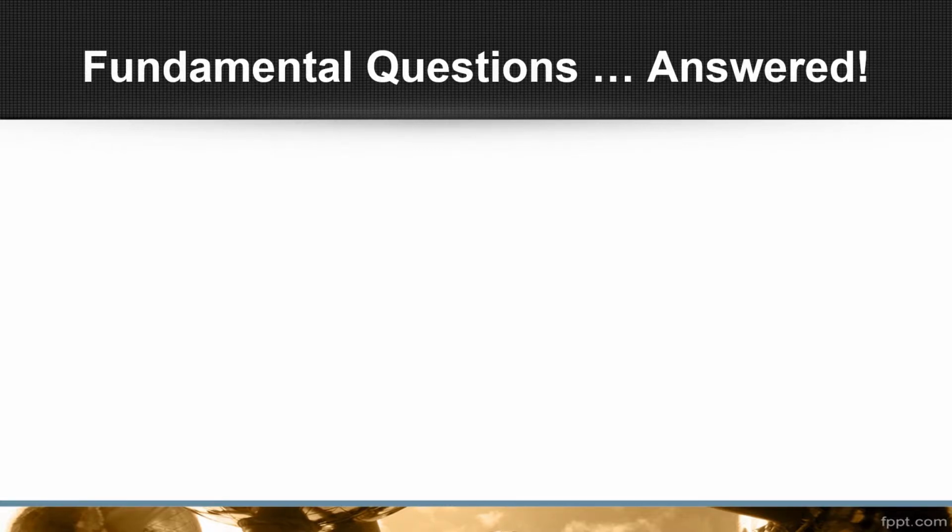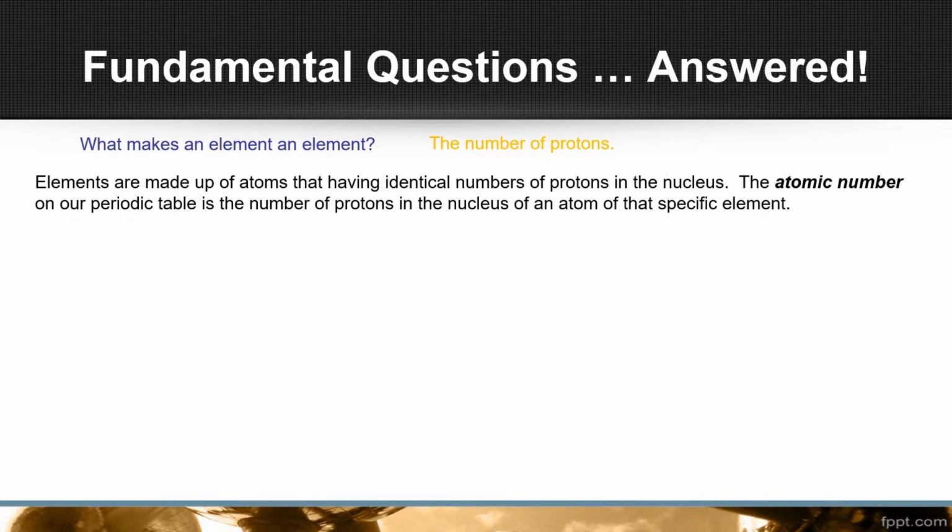This newfound knowledge about atomic particles led us to the fundamental foundations of the true nature of matter. First, what makes an element and makes them different from all the other elements on the periodic table? Well, the answer is the number of protons. A specific element is made up of atoms that all have identical numbers of protons in the nucleus. The atomic numbers on our periodic table actually mean something. This atomic number is equal to the number of protons in the nucleus of an atom of a specific element.